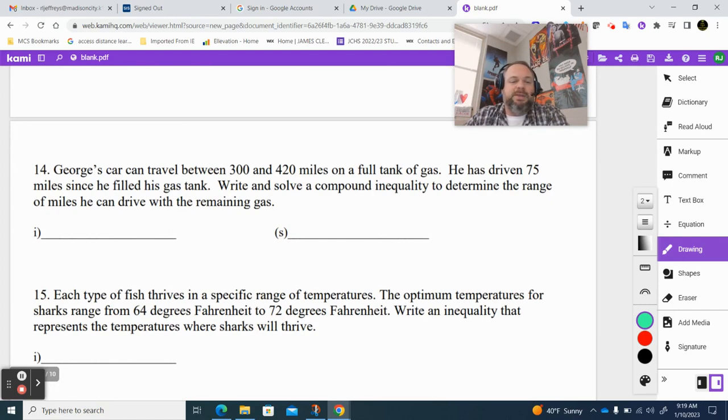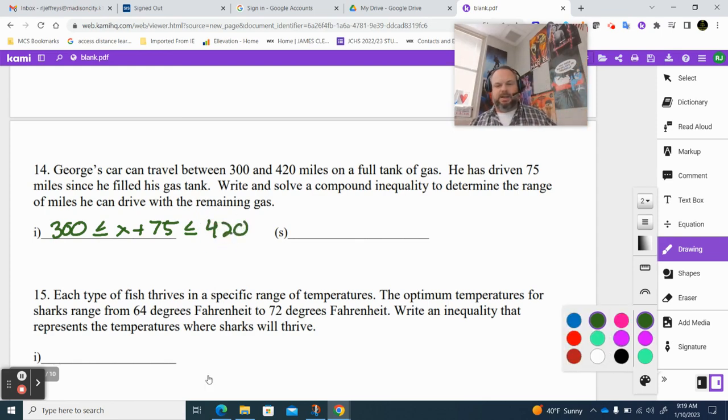George's car can travel between this and this on a full tank of gas. He's driven 75 miles since he's filled up. A lot of y'all probably would not set this up, because if you did, it would look really weird. But for those people that have to, I do know that some people would just go ahead and subtract the 75 first.